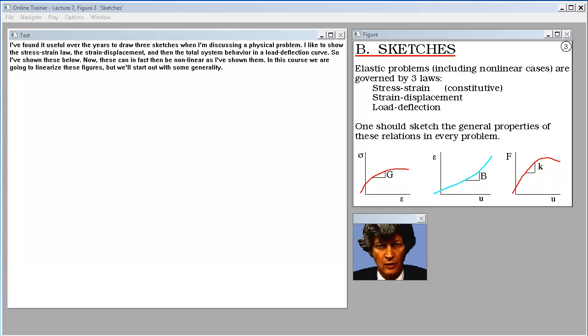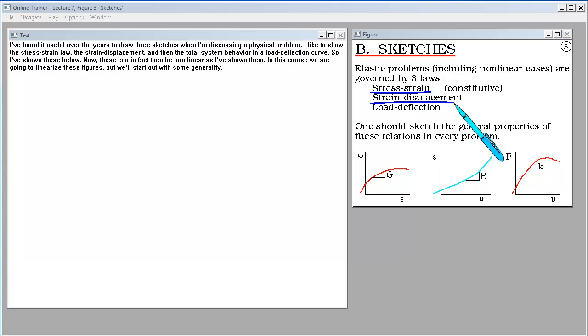I found it useful over the years to draw three sketches when I'm discussing a physical problem. I like to show the stress-strain law, the strain displacement, and then the total system behavior in a load deflection curve. So I've shown. Now, these can in fact then be nonlinear as I've shown them. In this course we're going to linearize these figures, but we'll start out with some generality.